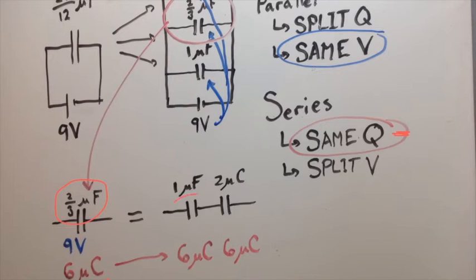So that means that if the 2/3 microfarad capacitor has 6 microcoulombs on it, then the 2 capacitors of which it is composed has the same charge as that one. Again, when I say same, I mean same. I don't mean split, okay? So don't be like, so 3 and 3. No, I mean if the 2/3 gets 6 microcoulombs, then the 1 and the 2 microfarad capacitors of which it is made also get 6 microcoulombs on them.